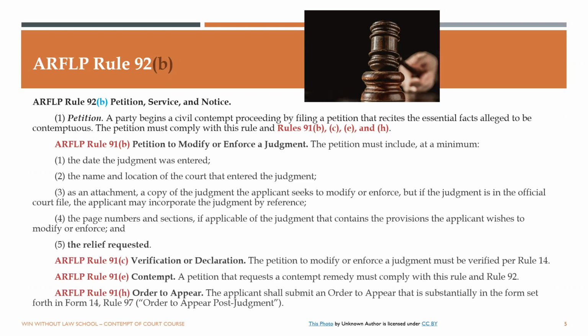And then H. When you file your petition for contempt, you have to also submit an order to appear that is substantially in the form set forth in Form 14, Rule 97 of the Arizona Rules of Family Law Procedure. So this is going to be the order to appear for post-judgment cases.